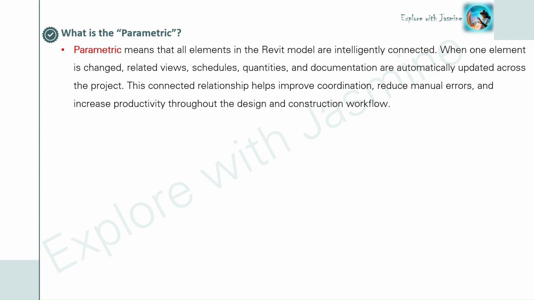So, what is parametric? Parametric means that all the elements in the Revit model are intelligently connected, and when one element changes, related views, schedules, quantities, documentation, everything is automatically updated across the project. These connected relationships help us to improve coordination, reduce human errors, and increase productivity throughout the design and construction workflow.